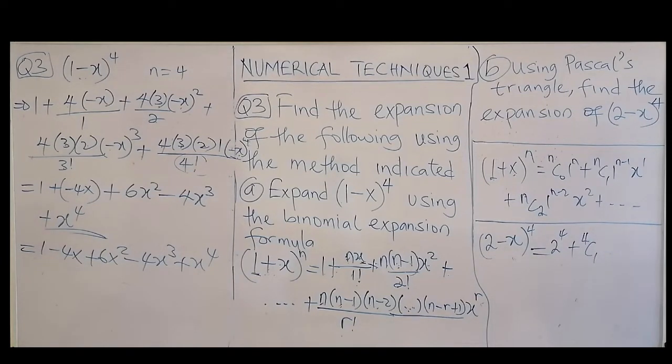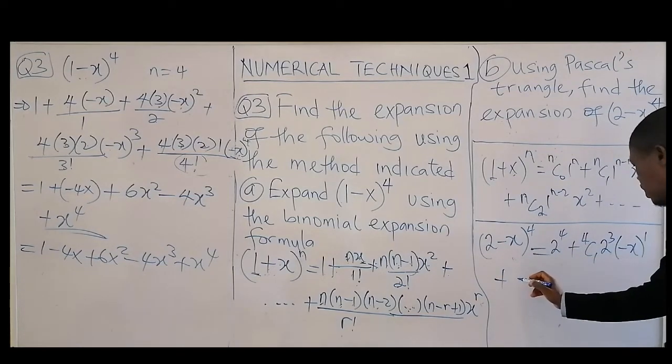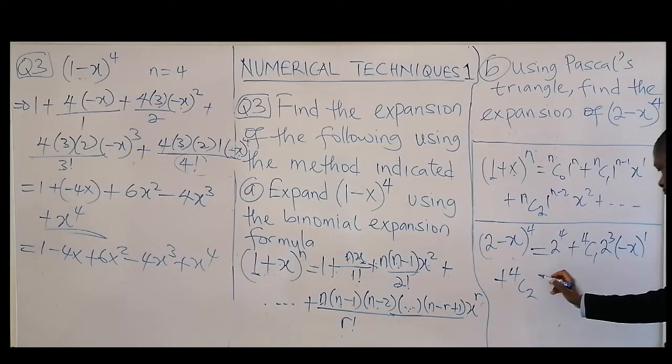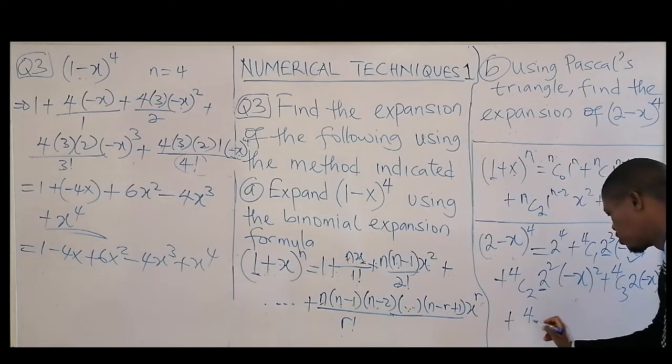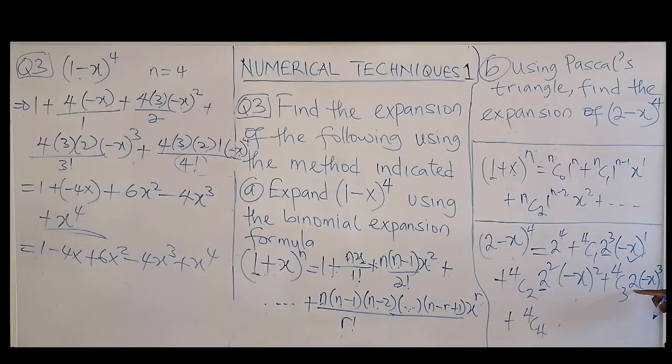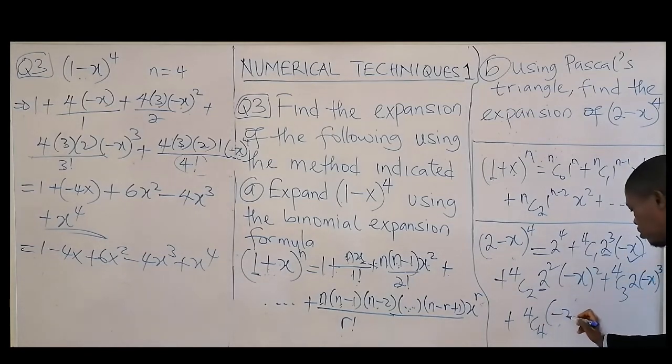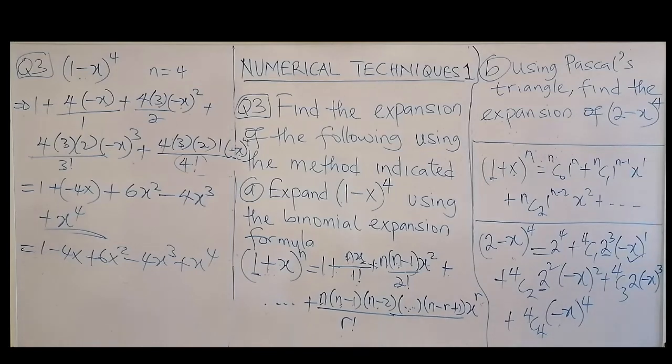Then plus 4 combination 1, followed by 2 power 3, this will be reducing, and this one will be coming up. But don't forget that one is minus x, coming up 1. Then plus 4 combination 2, 2 power 2, this will be reducing, and this one will be increasing, minus x to power 2. Plus 4 combination 3, 2, this will be reducing, this will be increasing, minus x to power 3. And finally, that will be 4 combination 4. This one will be 2 to power 0, so that's gone. Then you have minus x to power 1, to power 4. That's that on Pascal triangle.